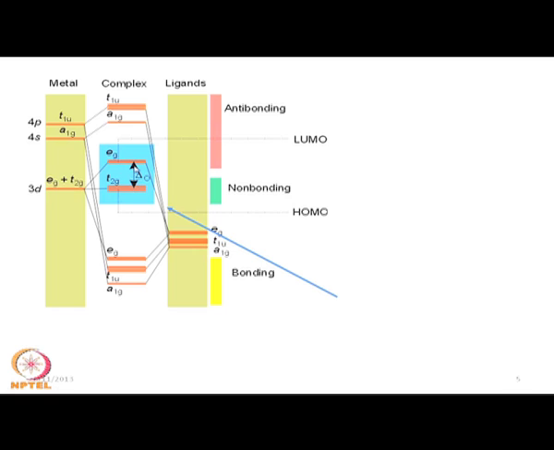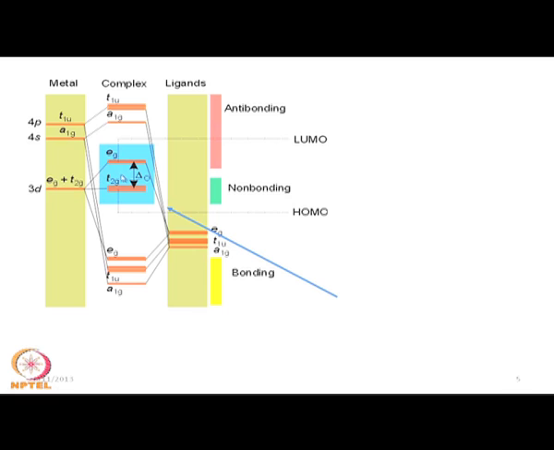So, the corresponding spectroscopic transition, or the electronic transition we expect, is in the visible or NIR region. The energy gap between this transition from the T2g to eg level is less, and we expect the corresponding transition would be in the visible or NIR region.